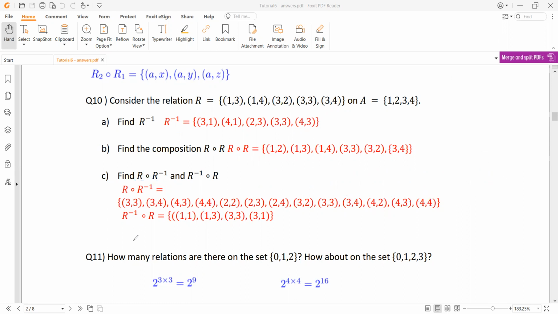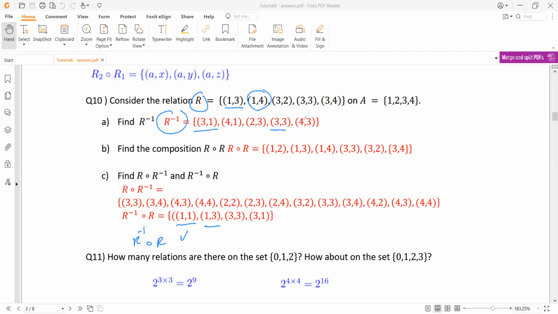And if we do R inverse composite R, it means that I'm going to start with R followed by R inverse. So 1, 3, is there anything here that starts with 3? Yes, there is. 1, 3 with 3, 1, it gives 1, 1. 1, 3 with 3, 3, it gives 1, 3. And do the same with 1, 4. 1, 4 with 4, 1, it gives 1, 1. I don't have to write it again.